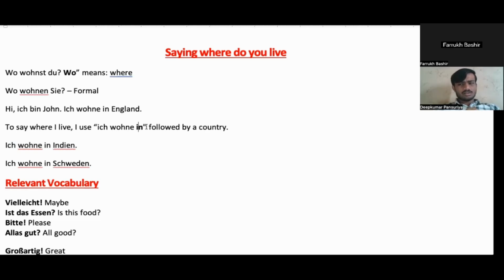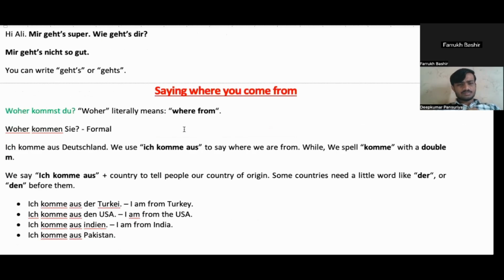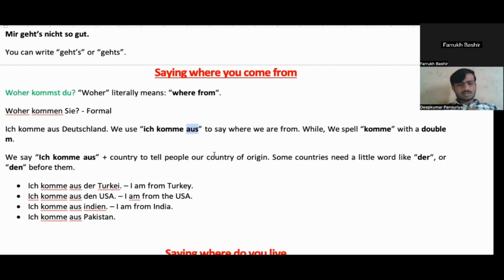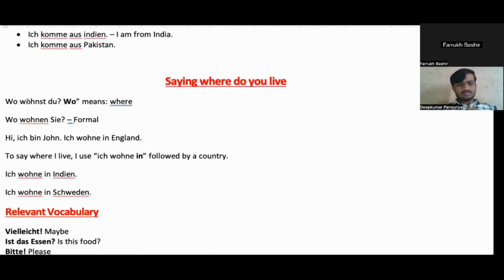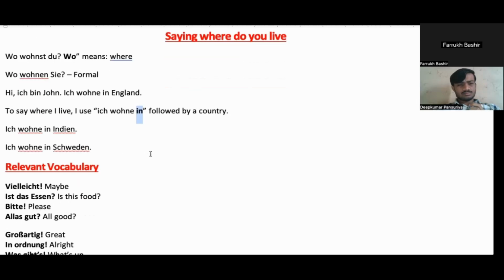In the last one we have "Ich komme aus". We use "aus" and then the country name. And when you want to use wohnen, where do you live, we reply with "in". You can't use "aus" here. I can say "Ich wohne in Indien". "Ich wohne in Deutschland", I live in Germany.